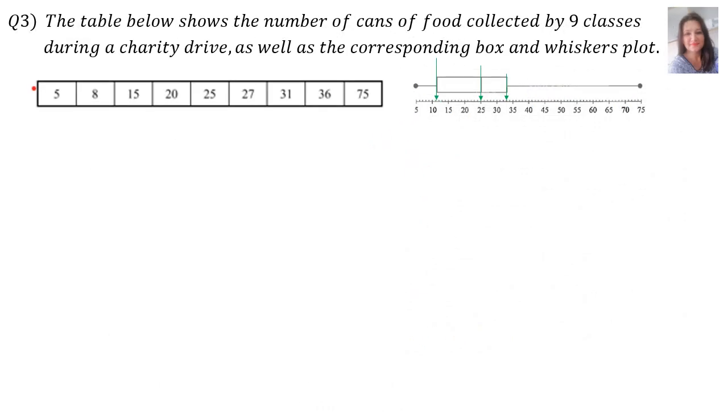Question 3. The table below shows the number of cans of food collected by 9 classes during a charity drive, as well as the corresponding box and whiskers plot. And then, so there's the data, there's the box and whiskers. I just want to make sure we are on the same page. Q1 is 11.5, Q2 is 25, and Q3 33.5.